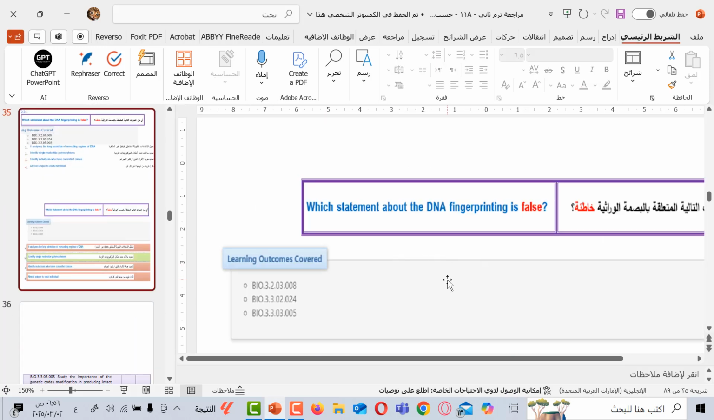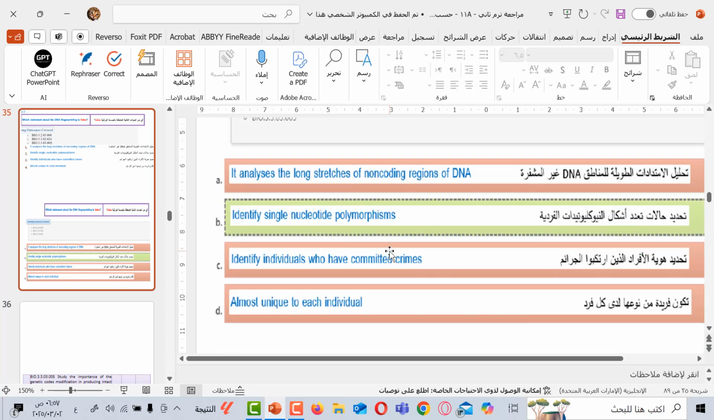Let us see some questions. Which statement about the DNA fingerprint is false? We see here there are 4. Identify single nucleotide polymorphism, the SNP. Why is this not true? Almost unique to each individual. He asked about what is false, meaning the other 3 are true.